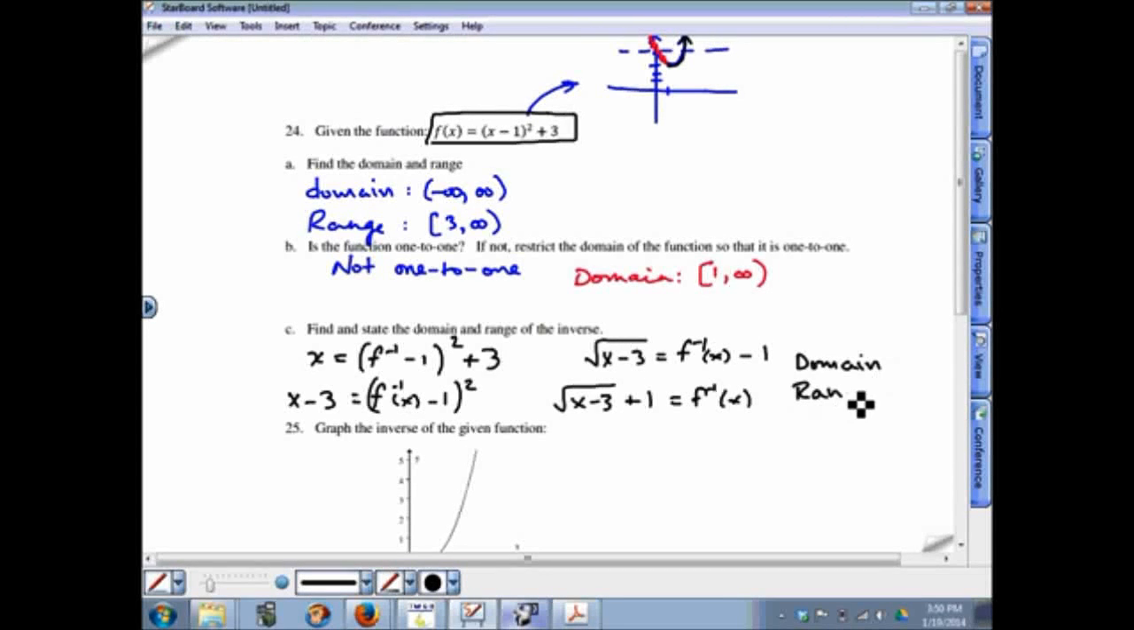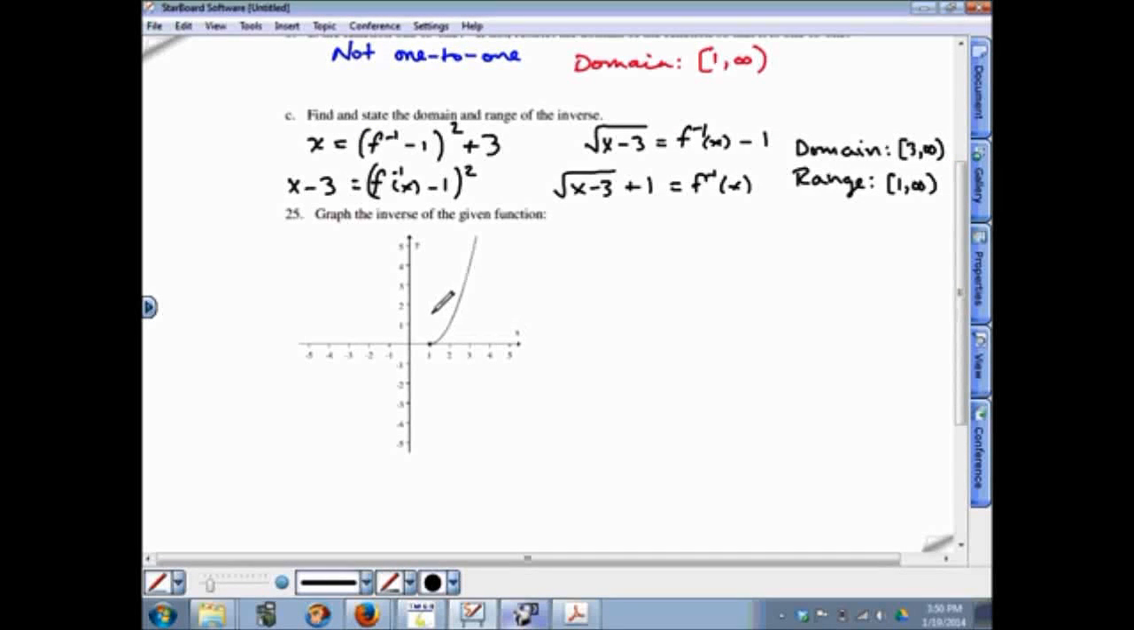Now, the domain and range of an inverse are the opposite of the domain and range of the original function. We're not considering this domain anymore, we're considering this restricted domain. The restricted domain of the original function becomes the range of the inverse, and then the range of the original function becomes the domain of the inverse.